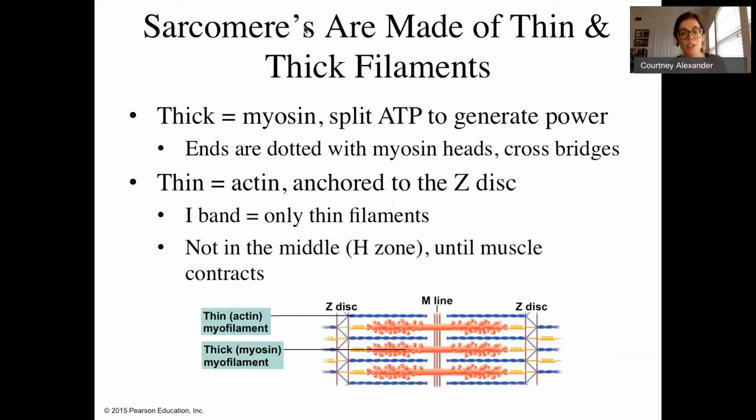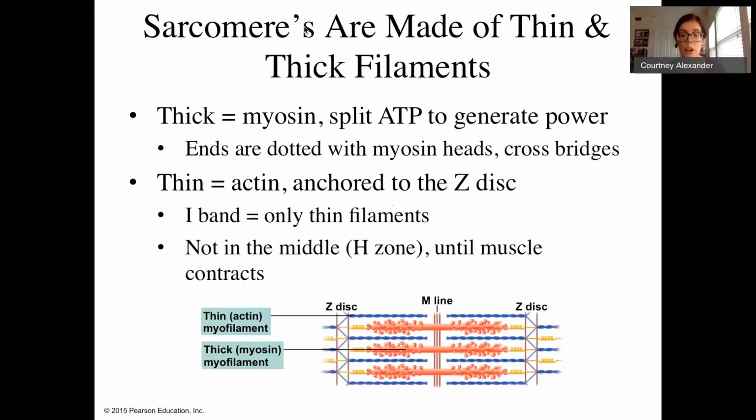Let's now zoom in again. So what are these filaments made of? The sarcomere is made of thin and thick filaments. The thick filaments are myosin, and these have head groups, and this is where we're going to use the ATP. So our muscles use a ton of ATP, and a lot of that is in the myosin head groups. They're going to split ATP to generate the power needed to contract. So the ends are dotted with these myosin heads. The thin filaments are anchored to the Z discs, and these are actin.